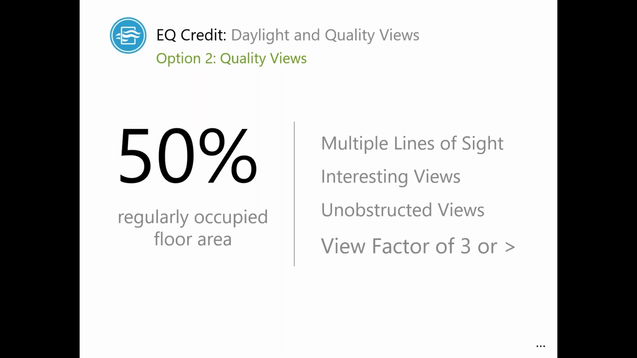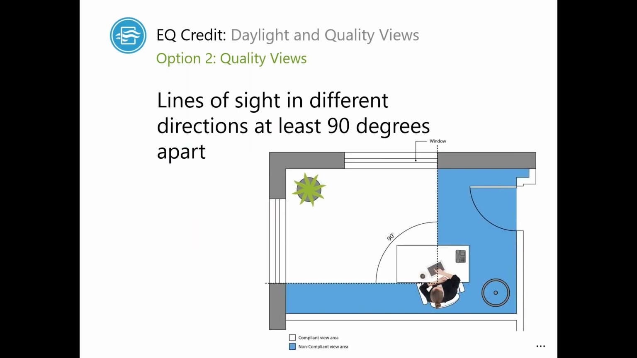And you're probably thinking, okay, some of these seem kind of open to interpretation. So we can go into a little bit more description. So we're looking at 90-degree views. Then we want to see where that window placement is. You can see the white is compliant and the blue is non-compliant. So if you have occupants that are able to see 90 degrees apart, then you can count that as an occupant who has a view.